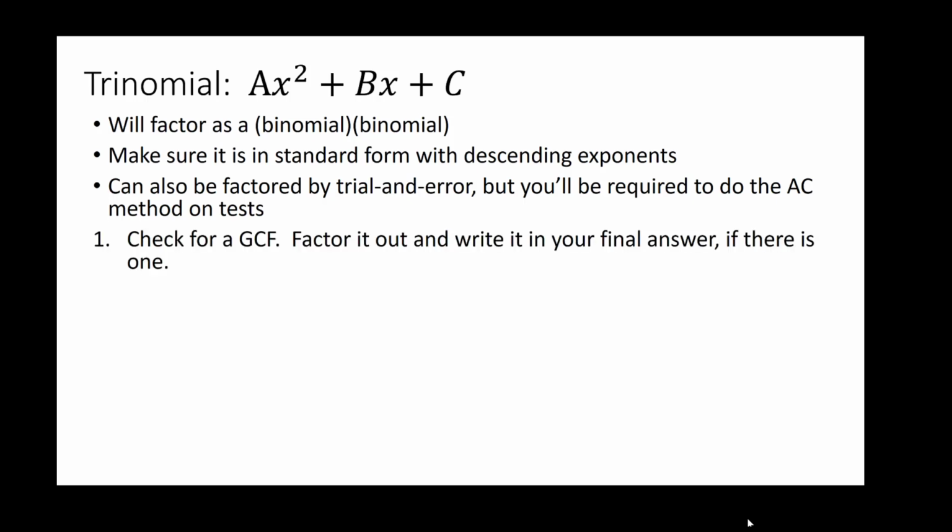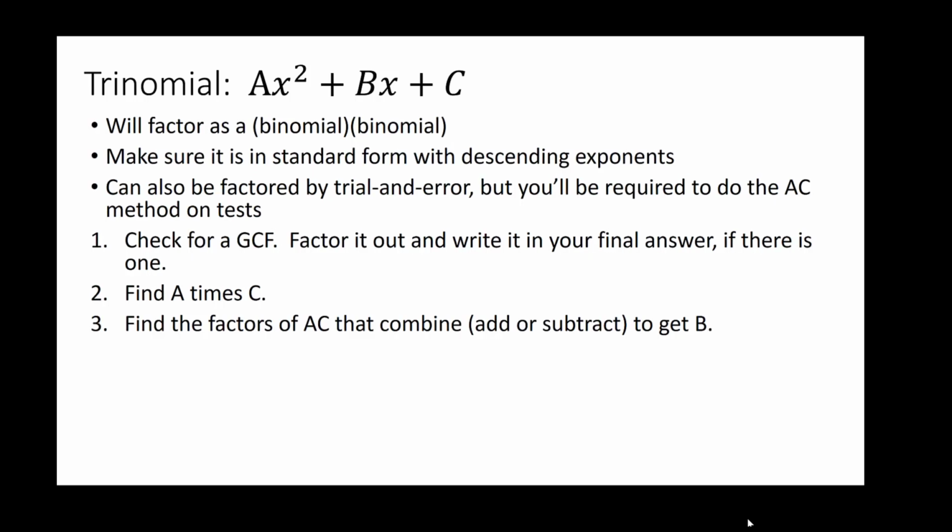So step one is to check for a greatest common factor. Factor it out and write it in your final answer if there is one. The second step is to multiply a times c, where a is the coefficient of x squared and c is the constant. The third step, find the factors of this number ac that you just found that will combine through addition or subtraction to get b.